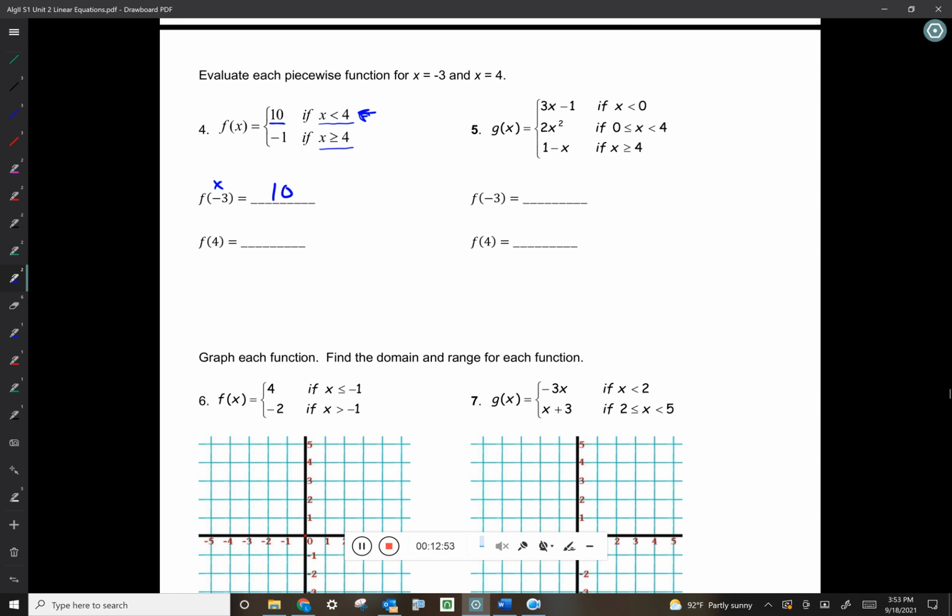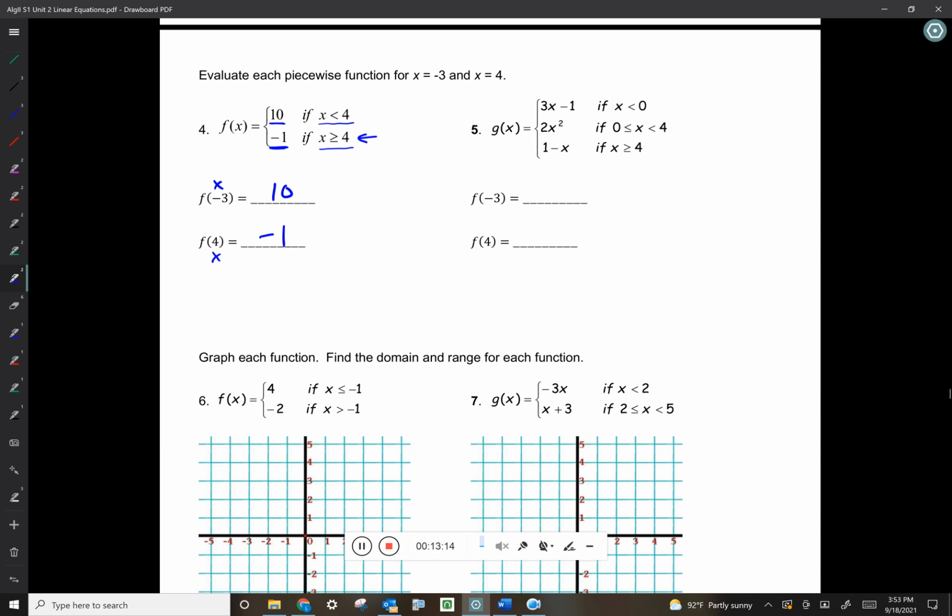On this one down here, f of 4, so I want to plug in a 4 everywhere I see an x. So which equation do I use? Well, if x is equal to 4, don't I use this one? All right, so if I plug in a 4 everywhere I see an x in this equation, well, there aren't any x's. So all I have is negative 1.